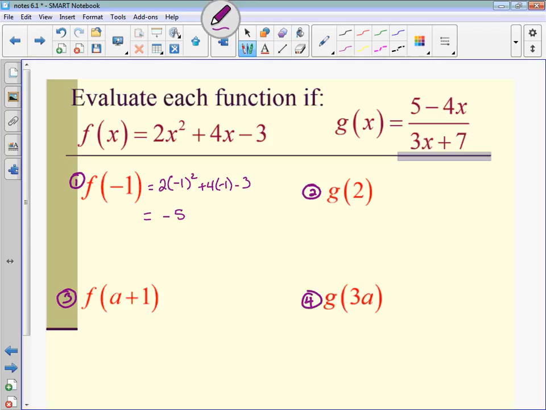Yes, okay. So g of 2. So I picked the g function, and then I just plug it in. 5 minus 4 times 2. 3 times 2, that's 7. So what do I end up with in my numerator? Negative 3 over? What? 13? Yeah. I just need to hear what you said. And we can't reduce that, so you're done. Easy so far? Okay.